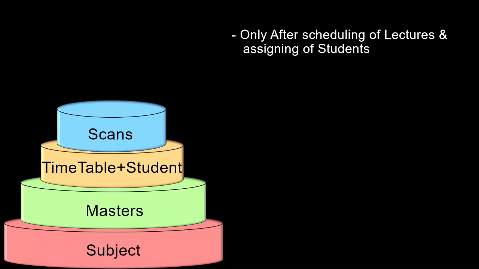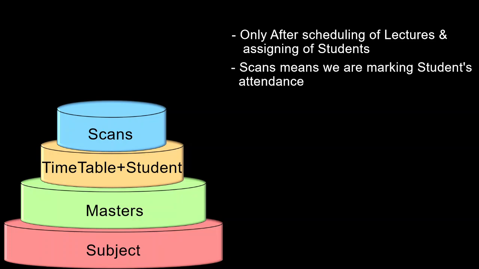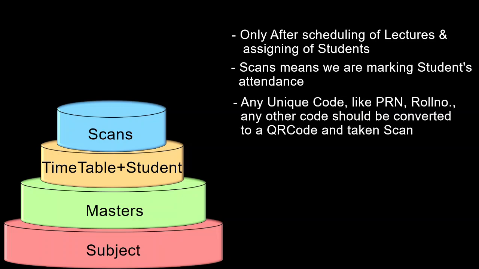Fourth in the list, scans. After all the mapping of subject, masters, timetable and assigning students, we are now ready for scanning the QR code. Scan means we are marking students' attendance in BAMS. QR code created by the students based on their PRN is scanned. PRN can also be roll numbers assigned to the students by the college.